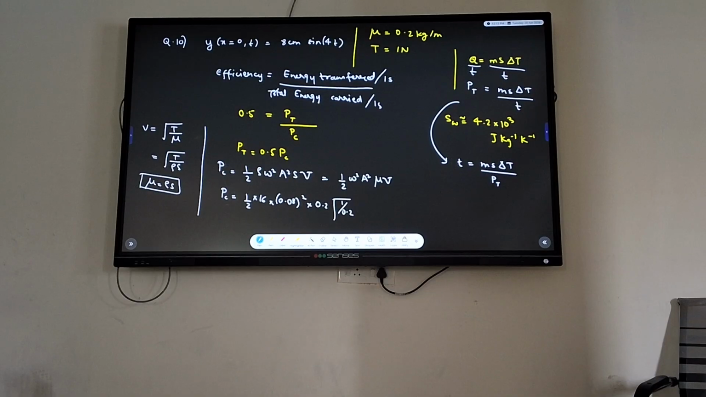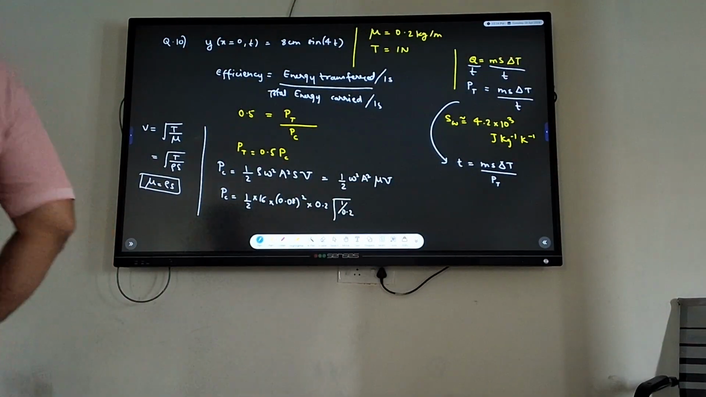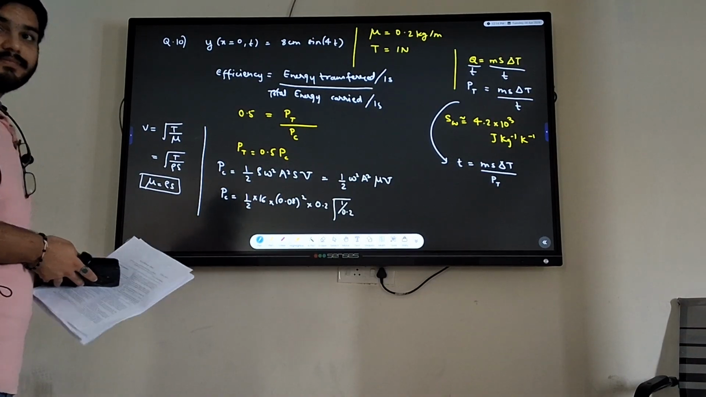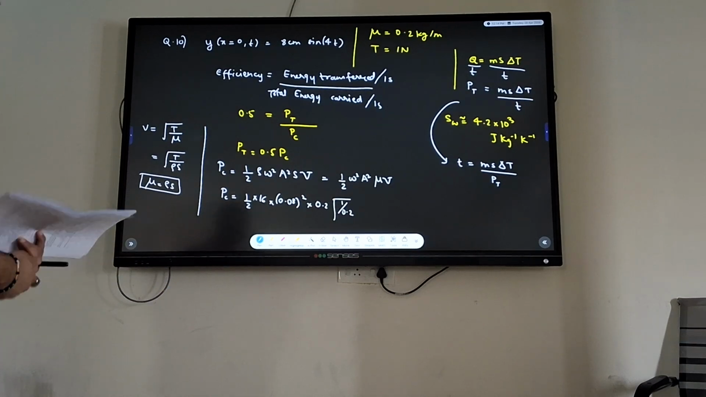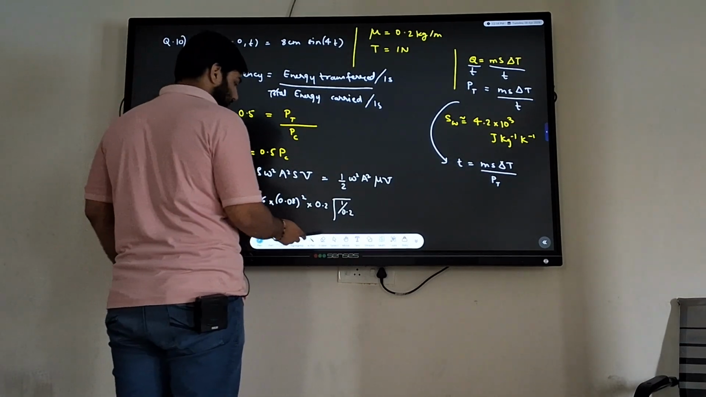So 225.28 into 10 to the power minus 4 joule per second. PC, the value of PC, yes, it should be something like 2.3 maybe into 10 to the power what? Minus 4. Minus 4. 225.28.